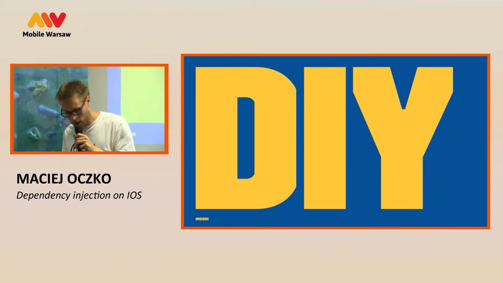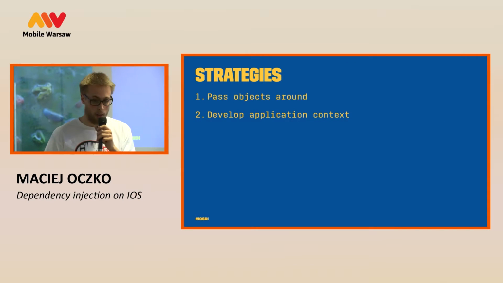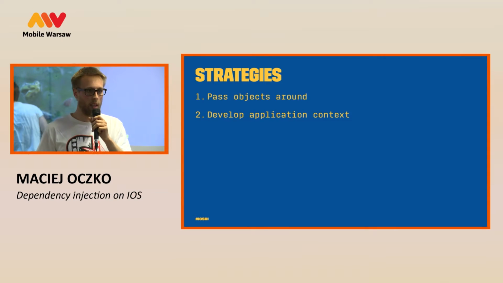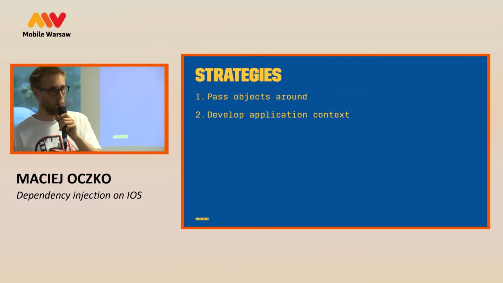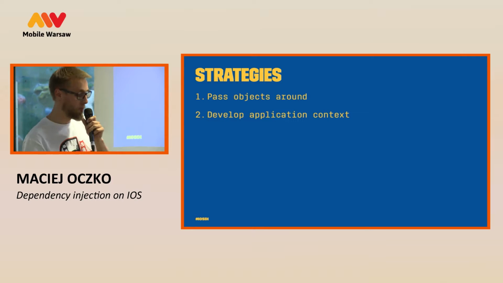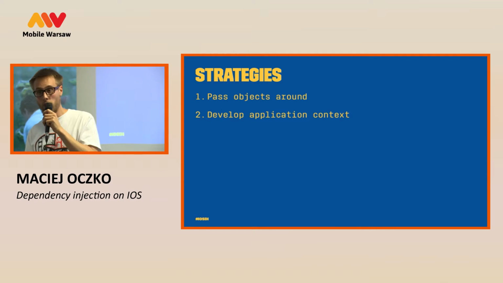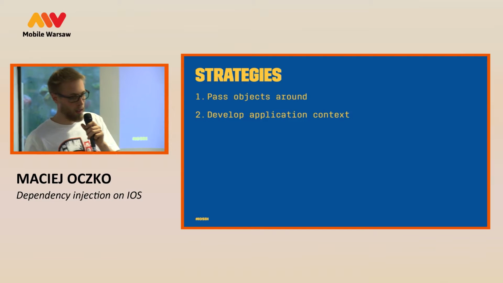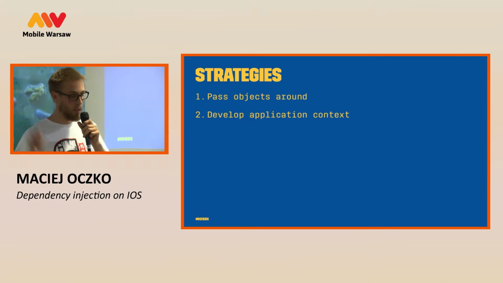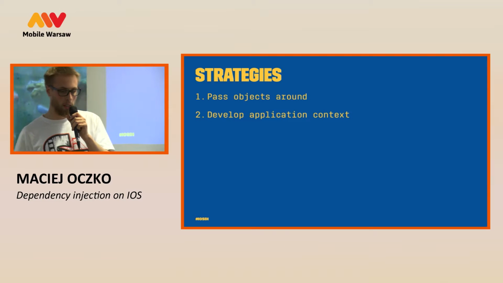Okay, so DIY. The first advice here is just do it yourself. And there are two strategies. The first one is super simple, just pass objects around, right? Use the pattern, but be consistent about it. This is pretty obvious, but this is pretty good. You have to be consistent. The second strategy is to develop your own framework, your own dependency container, or let's call it application context. And let's dive into this strategy because it's a little bit more interesting.